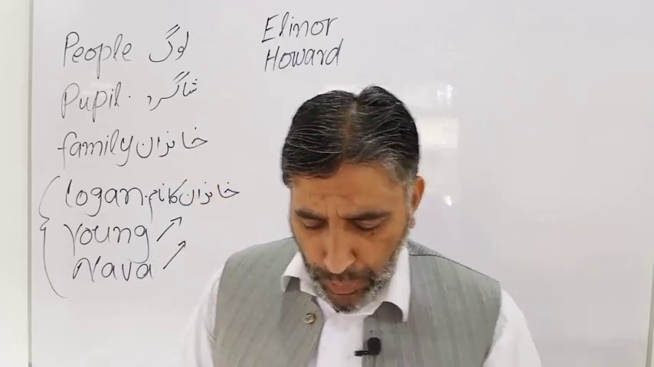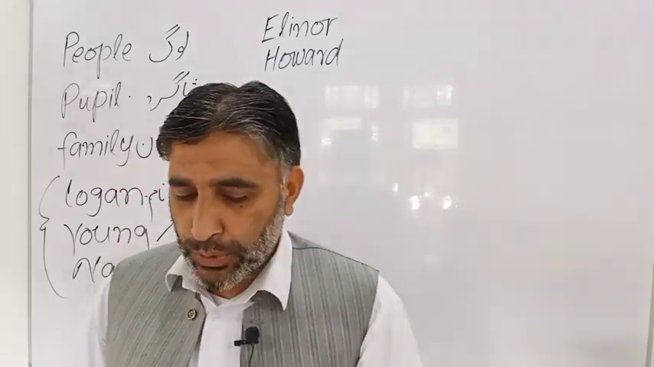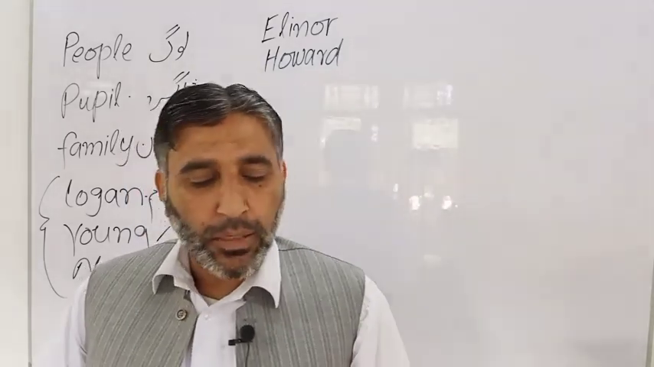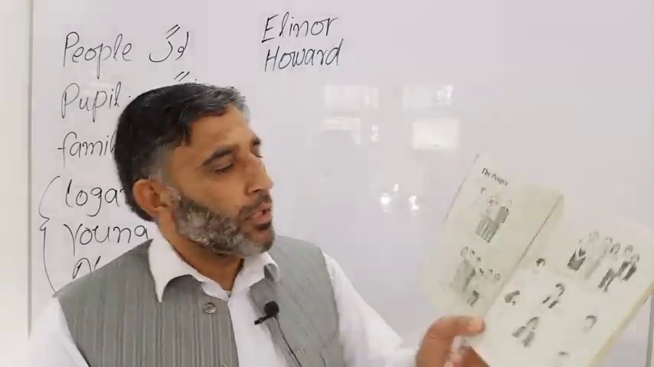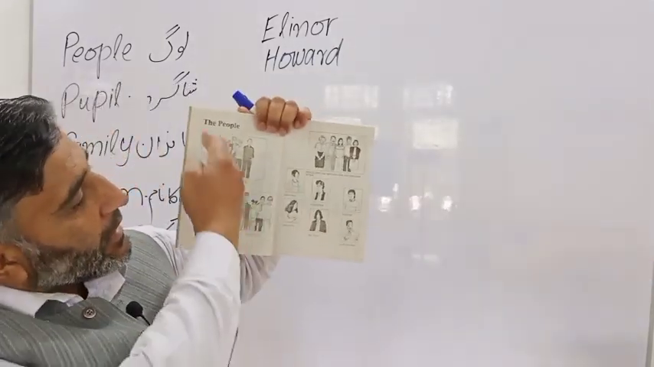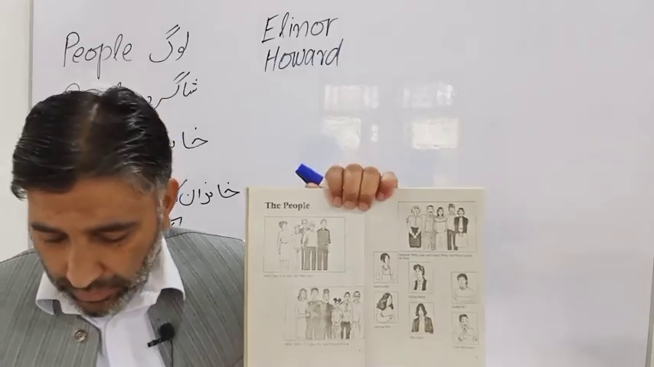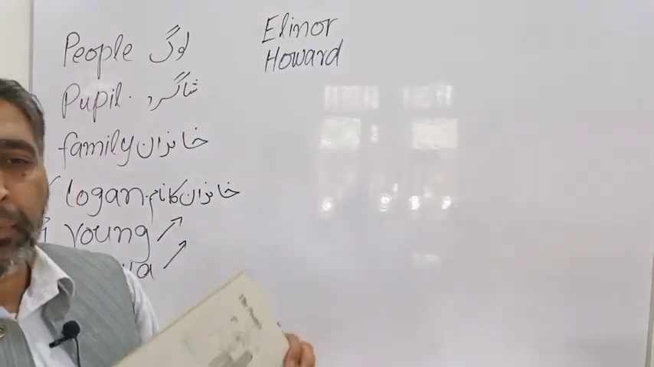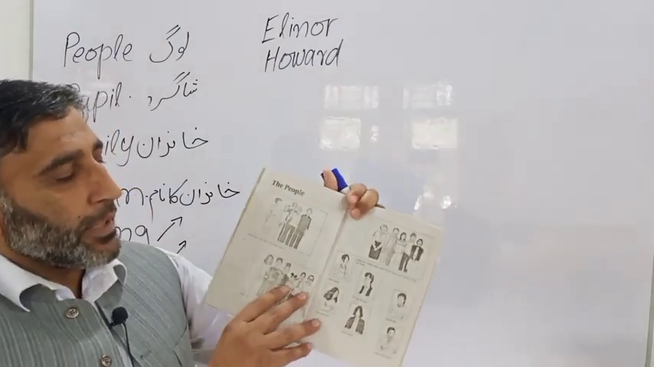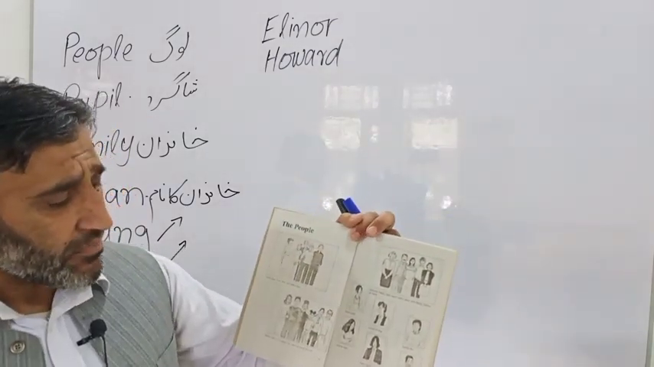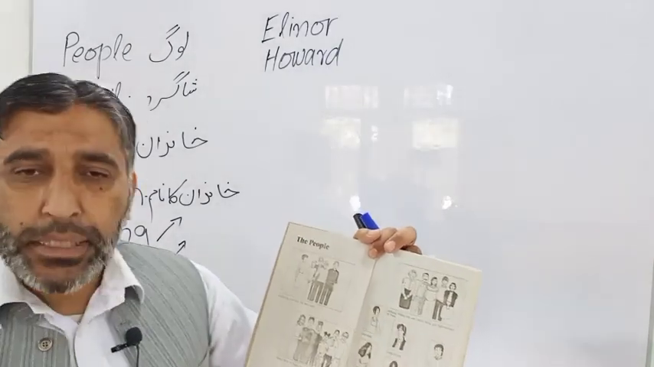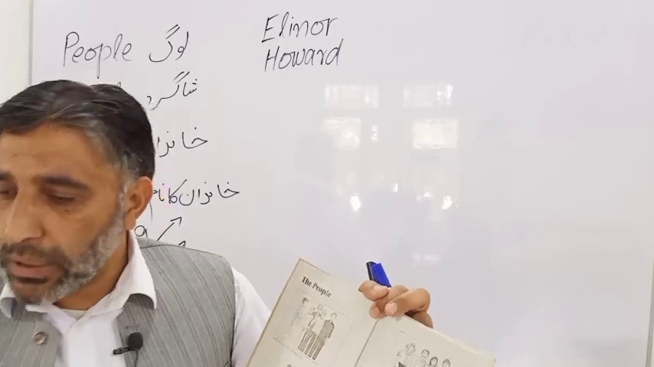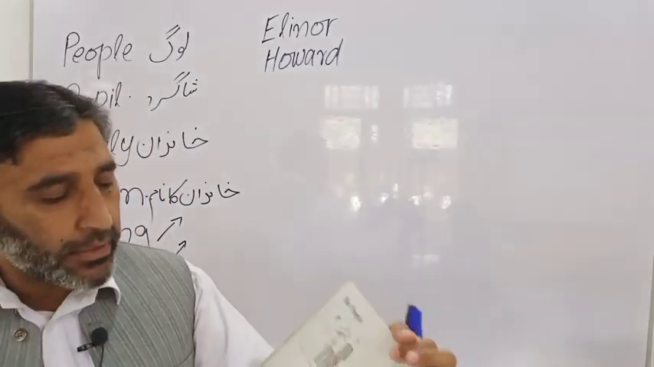If you open your books at page number 2, here they have mentioned the people. You see in this picture, these are the people which we will discuss in this English language course in level 1. These people will do different activities. We will talk about their various walks of life in this video.